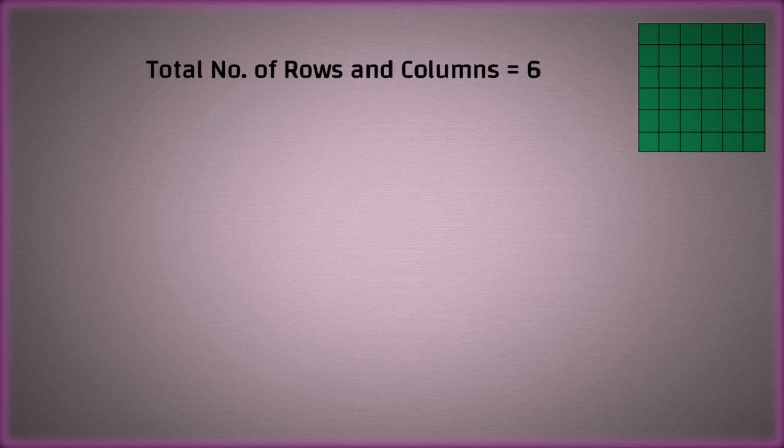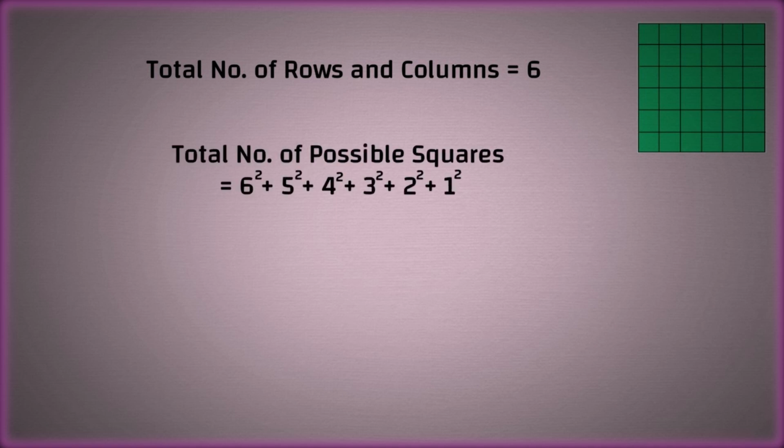Okay, now let's find out the total number of squares possible in this figure. Now, taking into account that again total number of rows and columns are equal, that is 6. So total number of squares possible in this figure is equal to 6 square plus 5 square plus 4 square plus 3 square plus 2 square plus 1 square, which gives us a grand total of 91 possible squares. Well, this is the easiest type of problems in count the number of squares figure. Now let's get to some more complicated looking types of figures.